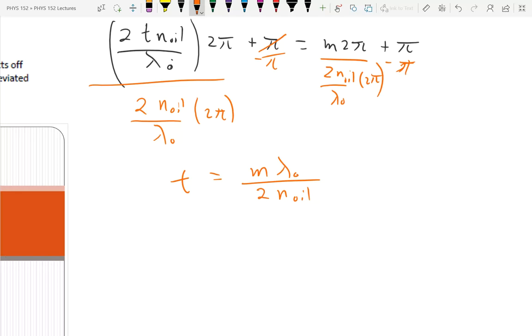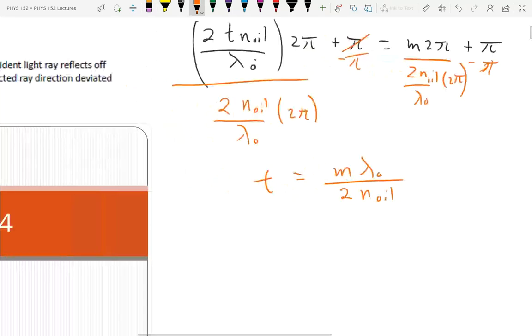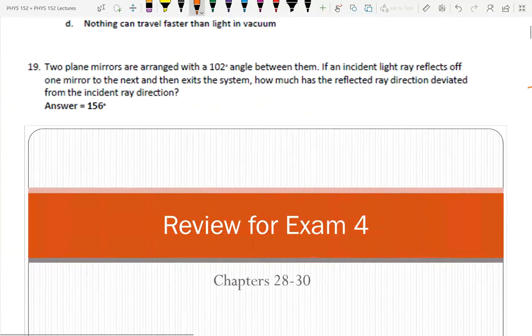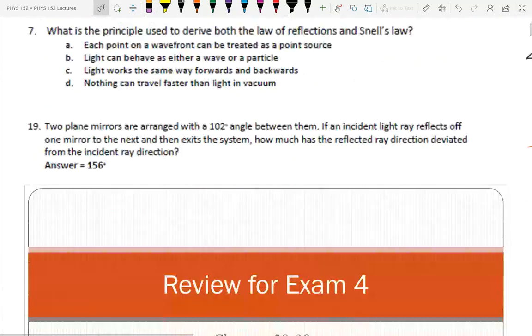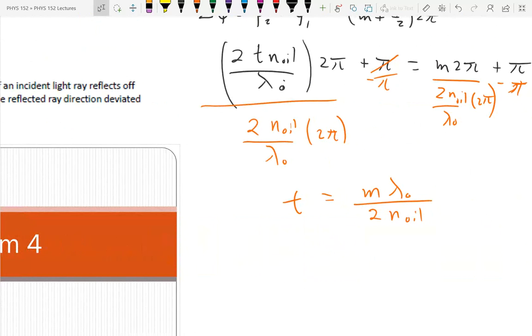And so you see, was I looking for thickness? I probably wasn't looking for thickness, was I? No, I was looking for lambda. Okay, so let's go the other way. Shoot.